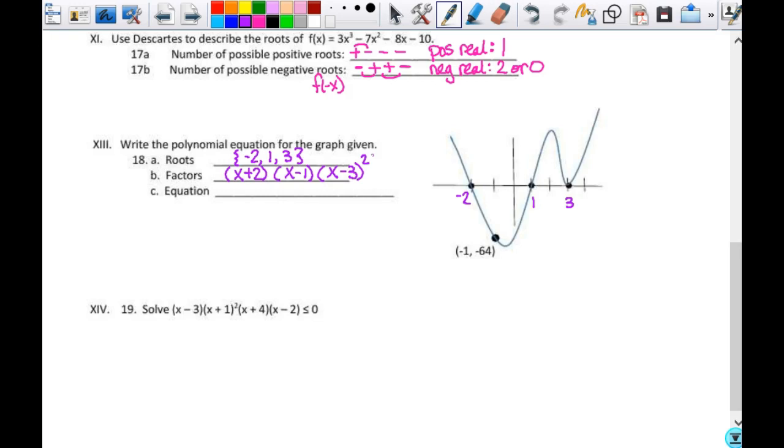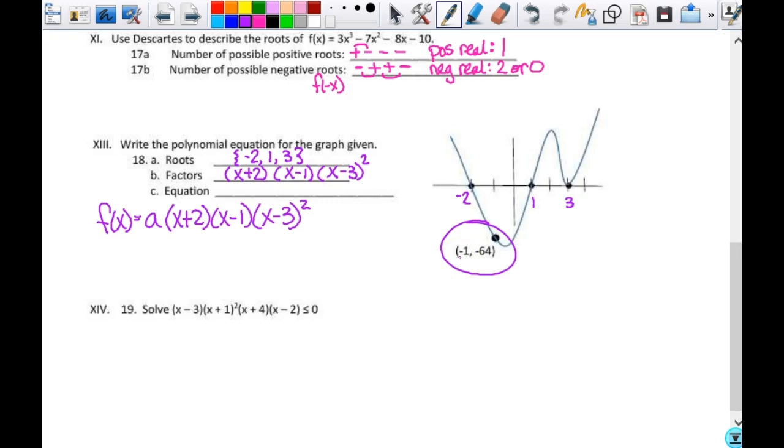All right, so now I've got to find my equation. Now, I have enough information here where I can actually find a, so I need to do that. I cannot avoid that. Here's what I can write for this so far. f of x equals some a that I don't know yet, times x plus 2 times x minus 1 times x minus 3 squared. I have this point here, so I can plug in the -1 for x.